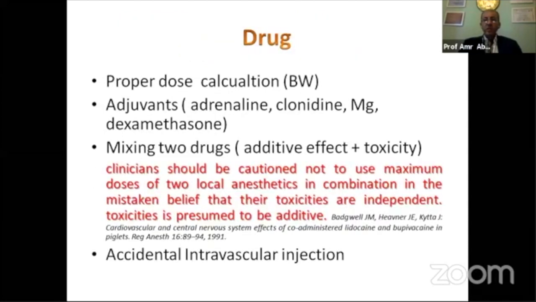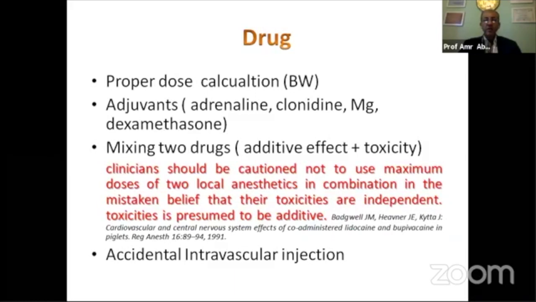Then we come to the issue of the drugs. The proper dose calculation based on body weight is very crucial in order to avoid toxicity. If you would like to use an adjuvant, adrenaline, clonidine, magnesium, dexamethasone, you've got to use the proper dosage and mix it with the drug, and it is better to be freshly mixed in order to avoid the increased acidity of the old prepared local anesthetic with adrenaline.